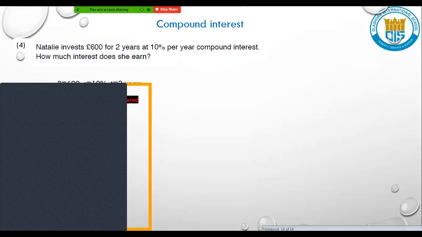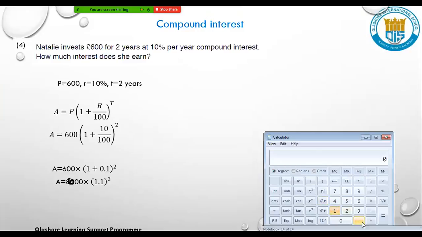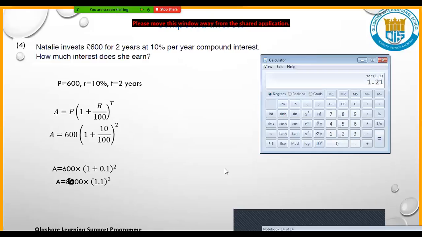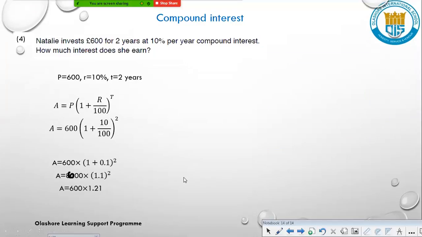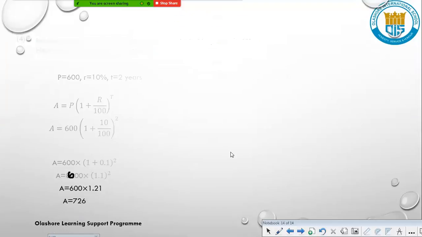Let's check that out. 1.1 squared is 1.21, times 600, okay, 726. So the amount there should be 726. Let's check it out again. Good, 1.21, so that's 726. This is the total money, P plus I. So we are looking for I. Subtract that 600 from 726, so we have 126.